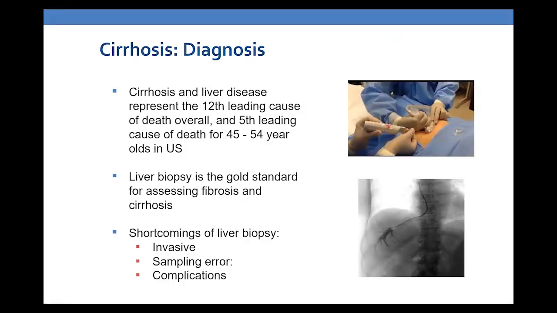So first, we will talk about cirrhosis. Cirrhosis currently represents the 12th leading cause of death overall in the US and the 5th leading cause for patients between 45 to 54 years old. Currently, liver biopsy is the gold standard for assessing fibrosis and cirrhosis, but it has its own shortcomings, being invasive, with complications like intraperitoneal hemorrhage, abdominal pain, peritonitis, among others. Also, there is large sampling error. So there is a need for a non-invasive, accurate method for staging fibrosis.